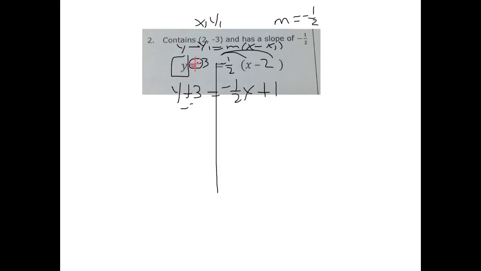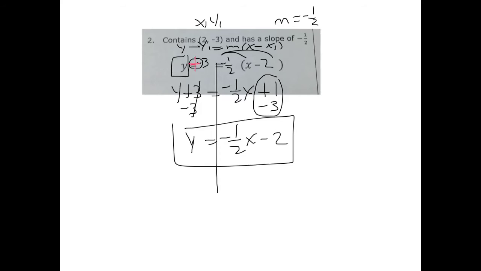Next thing, minus 3 to both sides, minus 3. Notice how I put this underneath the 1 and not underneath the x because those are like terms. They cancel out here. Y equals negative 1/2 x positive 1 and a negative 3 makes a negative 2, and this is our slope-intercept form. So again, this is point-slope form, this is slope-intercept form.